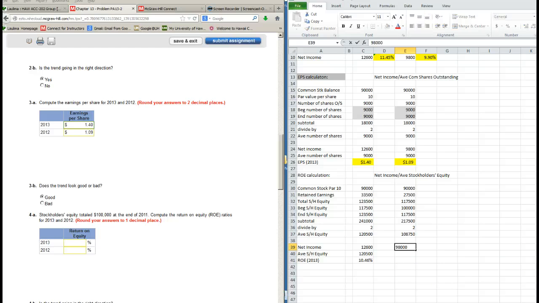I'm going to do the same calculation for 2012. Net income is 9,800. Average stockholders equity is up above, 108,750, and bring this formula over, and we can see that our ROE, or return on equity, for 2012 was 9.01%. Actually, for both of these, we have both years here, and so I really should show that we are looking at both years here.